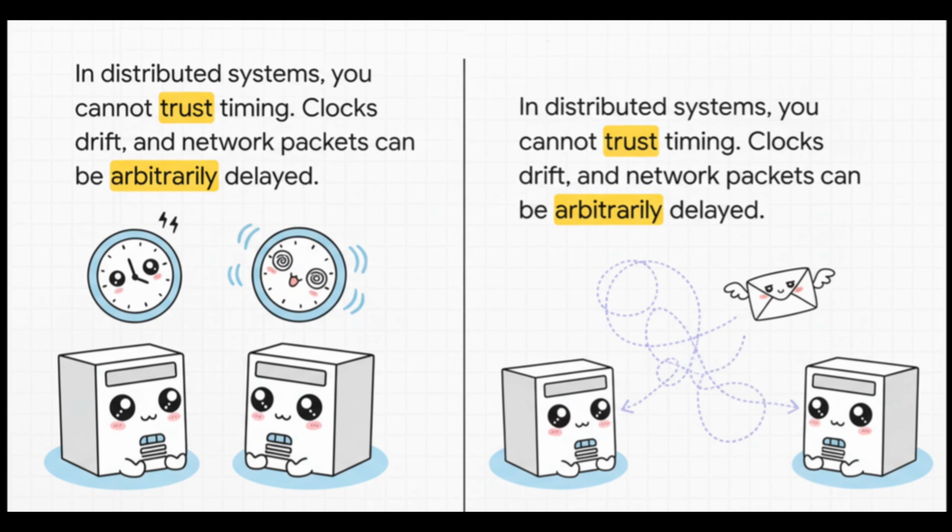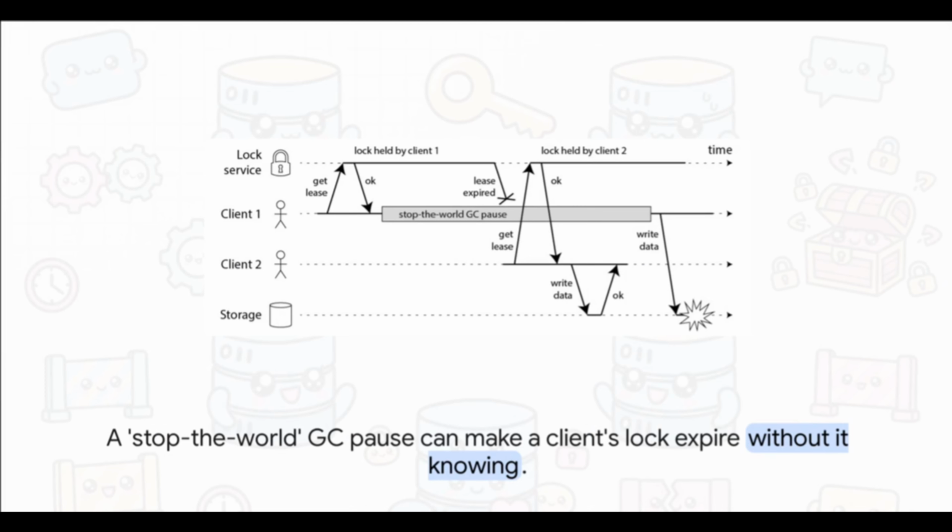In a distributed system, you just can't trust time. The clocks on different computers will always drift apart. Network messages can get delayed for who knows how long. So you can never ever guarantee that what one computer thinks happened first is actually what happened first from another computer's perspective. Okay, let's watch this play out in a real disaster scenario.